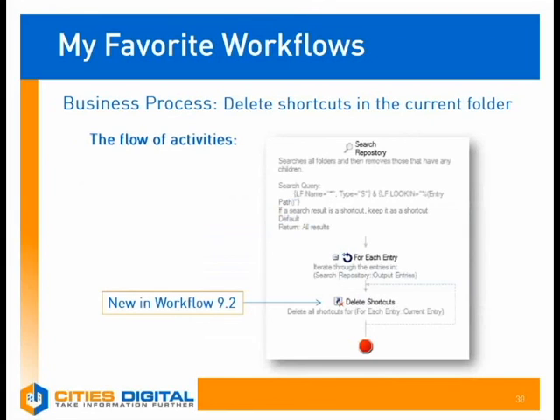And the flow of those activities looks fairly familiar here. What we're going to do, though, is search within that current location. So we're in a folder, right? And we want to say, hey, look for all the shortcuts in this folder. So our search criteria is just look for any documents that are of type S, meaning shortcut, and they are in the percent entry path token. So that means, where are we? So we delete only the shortcuts that are in the folder that we're in.